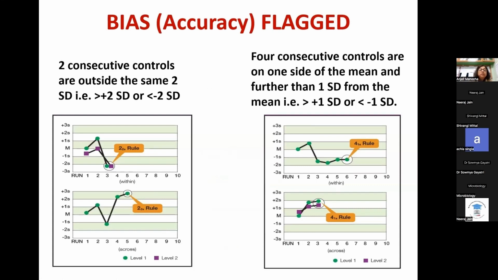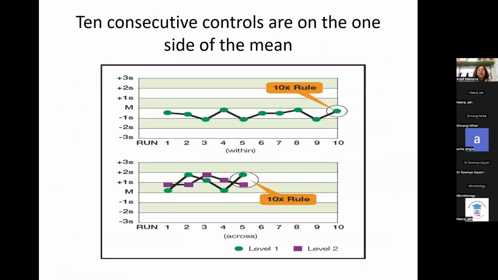Then we come to a rule which is called the 2-2S rule, that two consecutive controls are outside the same SD. Or 4 times it may be outside the same SD. Or there could be something like a 10S rule, which is also called the 10X rule, that there is a consistent bias here. If you see the 10X rule.